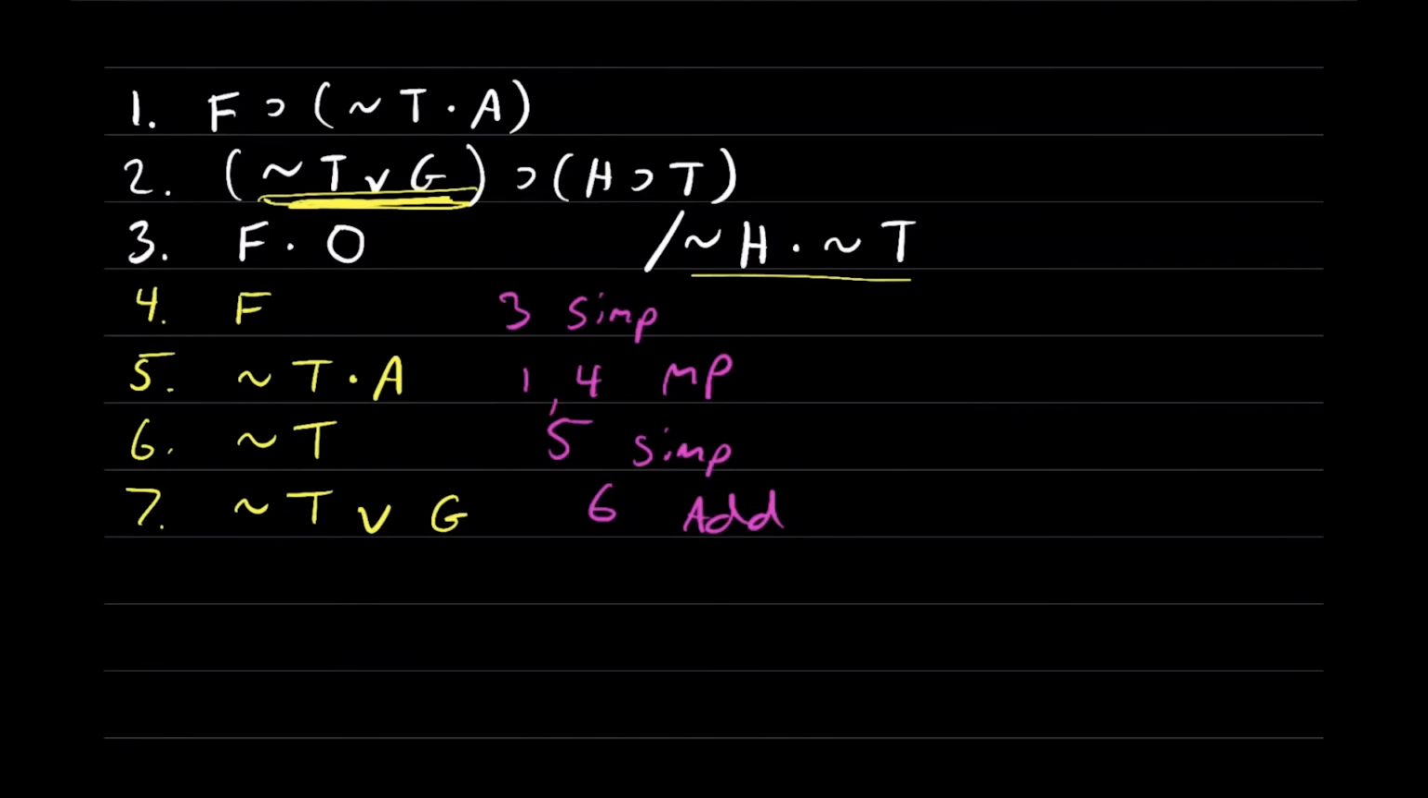Okay, the rest should be pretty straightforward, but let's crank through it. Line 2 tells us that if we have not T or G, we can get H implies T. So we're going to write H implies T on its own line. And that's going to follow from line 2 and line 7 by modus ponens.